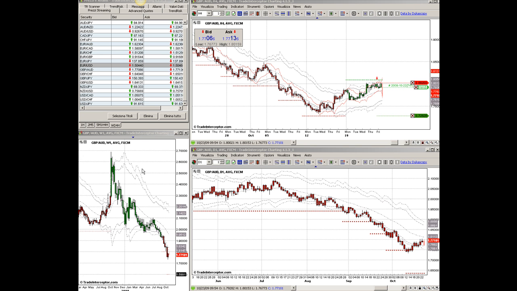So as you can see, I have three charts open. One is the weekly chart, one is the daily chart, and one is the 4-hour chart. I'm using the weekly and the daily to get trend direction, and I use the 4-hour chart to get the timing of entrance of the trade.